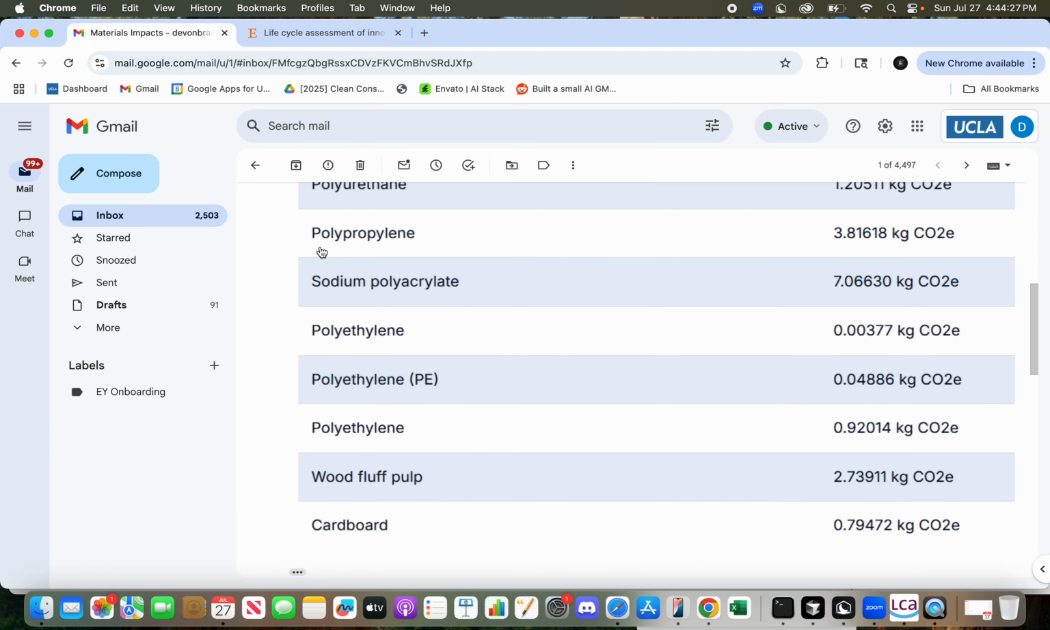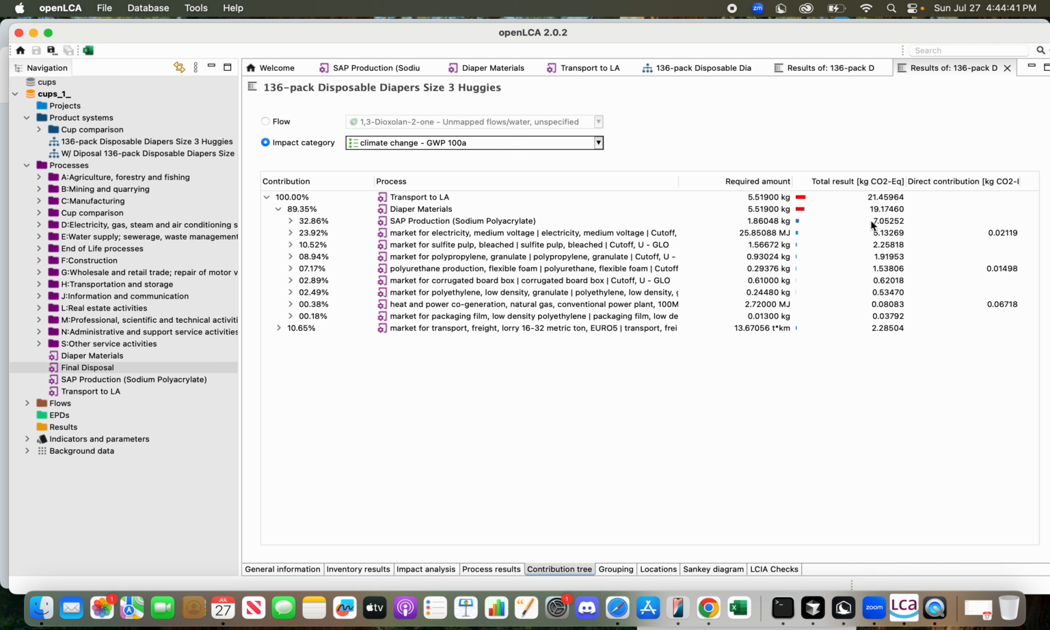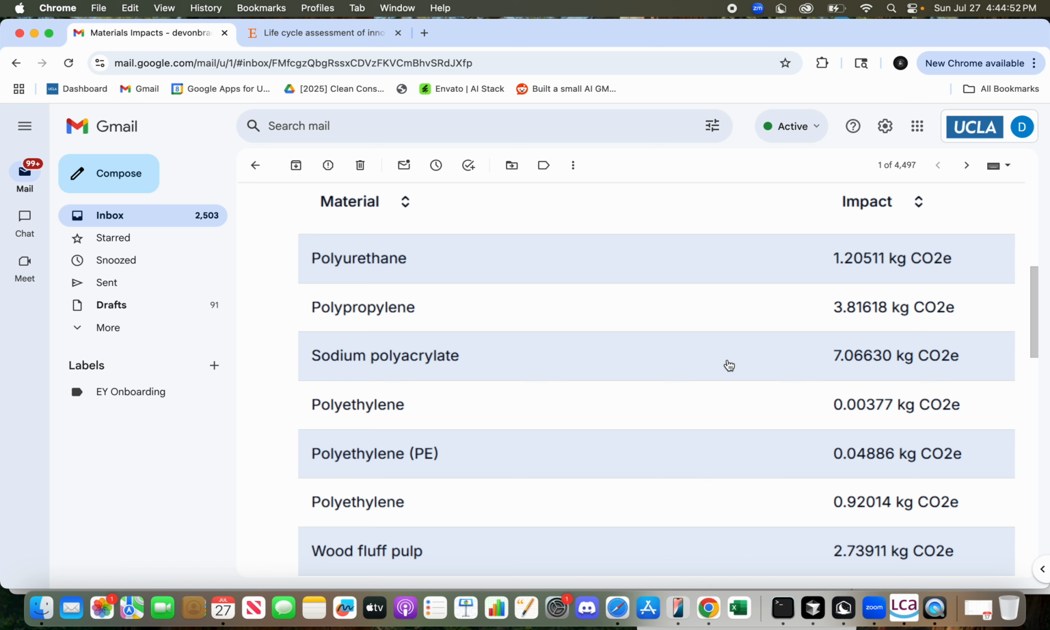So before I go into the comparison, actually, I just want to point out something that was particularly interesting. So the sodium polyacrylate that I had to model in OpenLCA using the scientific literature, the value we got was 7.05 kilograms of CO2 for the production of SAP in 136 diapers. And what's actually very interesting is that Dayrise had a pretty good estimate for that. They had a 7.06 kilogram of CO2 impact for the sodium polyacrylate.